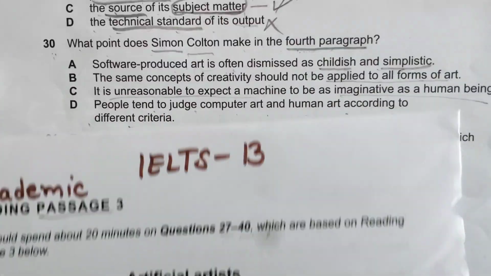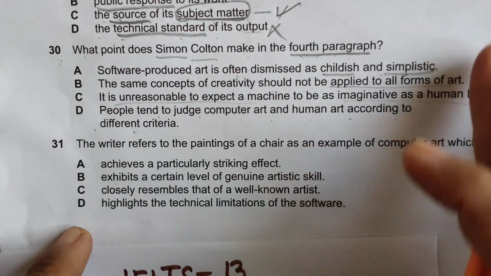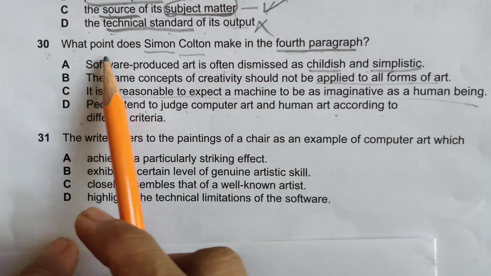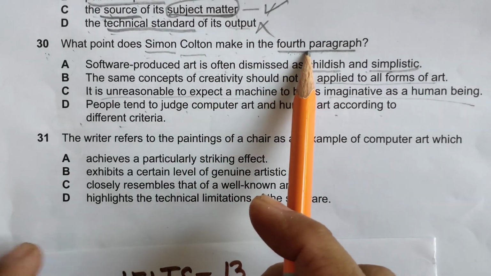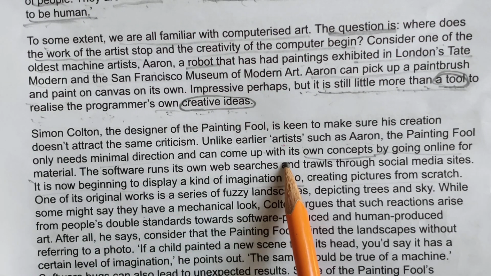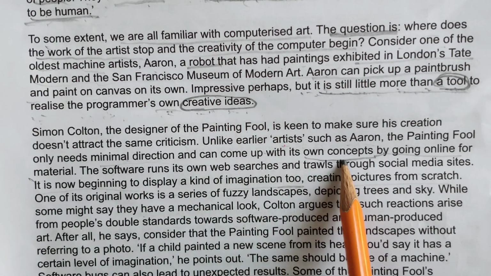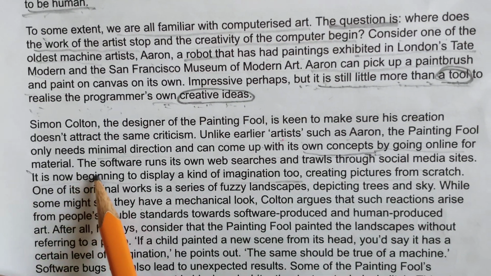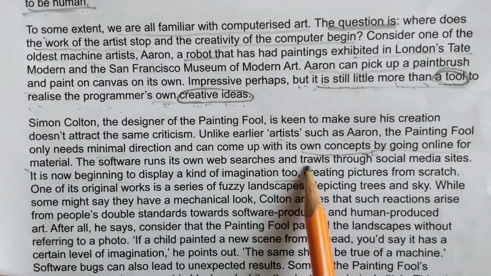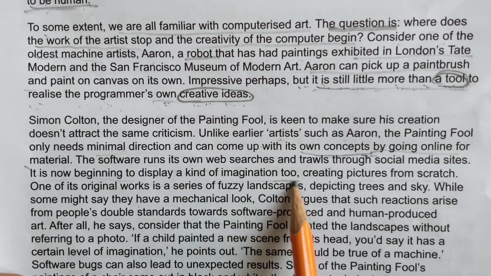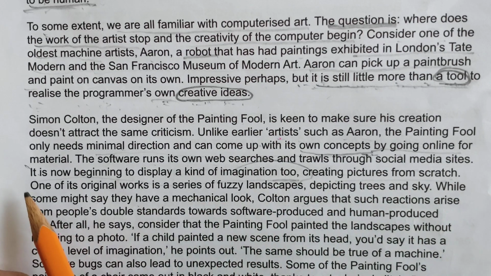I think I have lost the main clue from the 30th question. What point does Simon Colton make in the fourth paragraph? Okay, what point is he trying to say? It can come up with its own concept by going online for material. The software runs its own web searches and trawls through social media sites. It's now beginning to display a kind of imagination too, creating pictures from scratch.